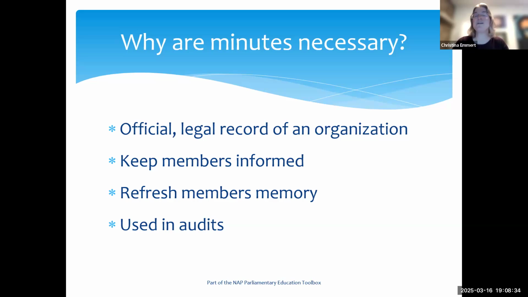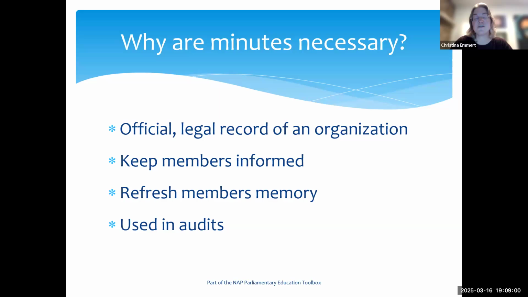But why do we need to keep minutes for the organization? Well, these are the official legal record of our organization. If, God forbid, there ever happened to be anything, you get sued or anything like that, you would want to make sure that you had those records of all the business that was taken care of in your organization, all the motions that were passed, things like that.